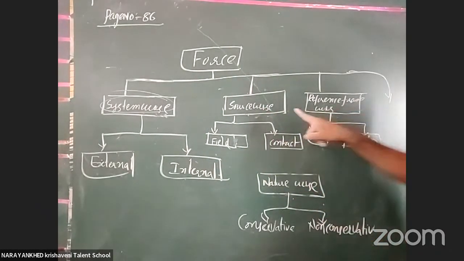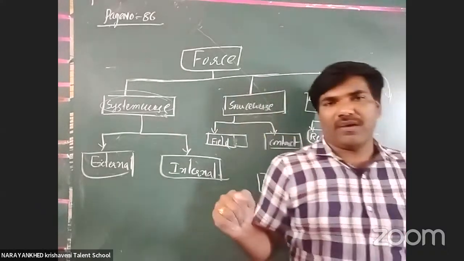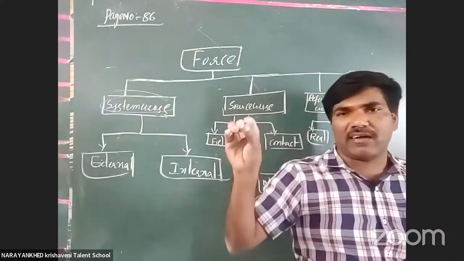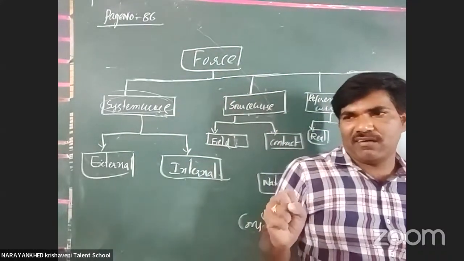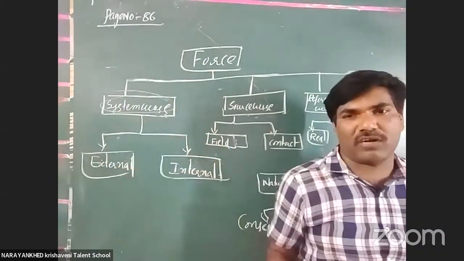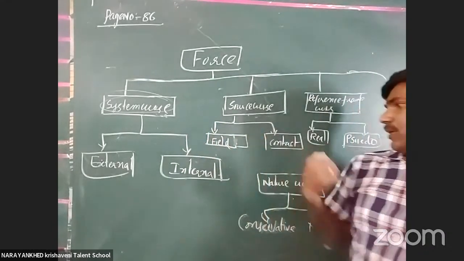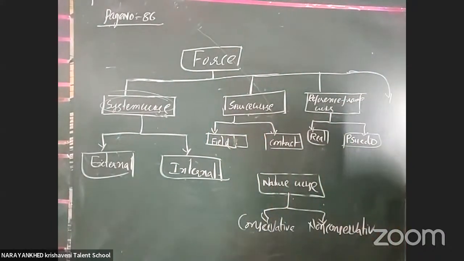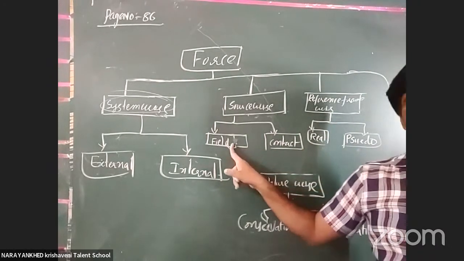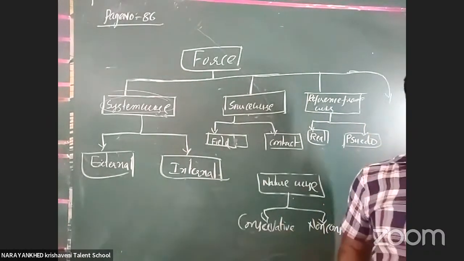Next one is based on the source points. We already discussed it. We apply a force source-wise, contact or non-contact. If the source is in contact with the other body, it is called a contact force. Otherwise, it is called a non-contact force. Non-contact is only called field. There is a term we regularly use, field-based. We already discussed that.